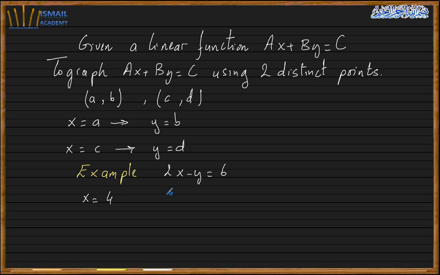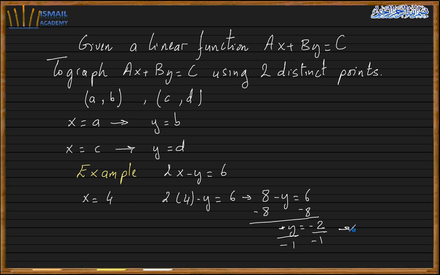Substitute that number here. So I get 2 times 4 minus y equals 6. What do we end up having? 8 minus y equals 6. So you got a linear equation. Solve that linear equation for y. I get minus y equals minus 2. Divide by minus 1 on both sides, so my y equals 2. So my first point is 4, 2, which is my A, B. You see, I choose x equal A, which is 4, and I got my B, which is 2.